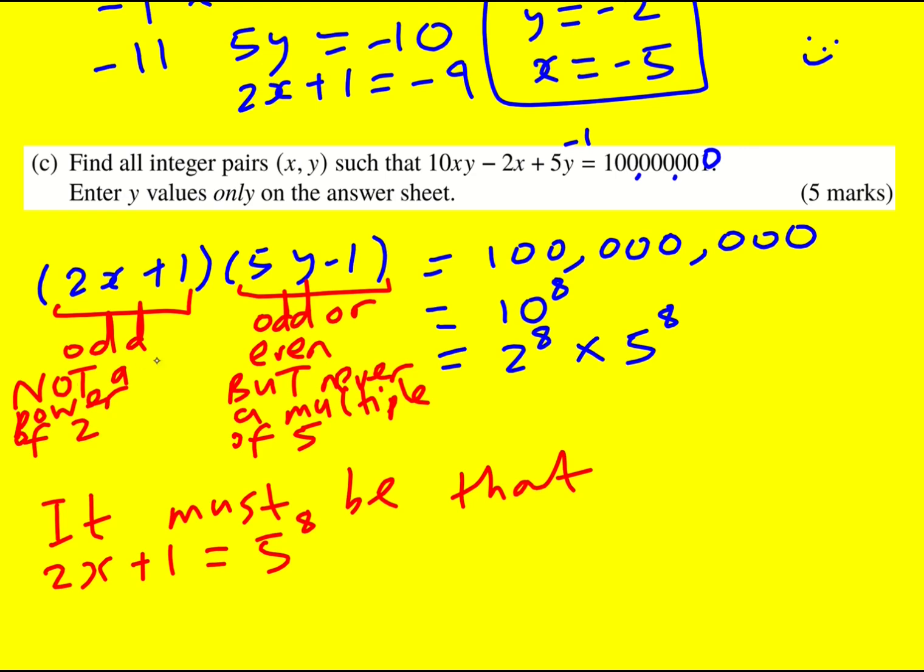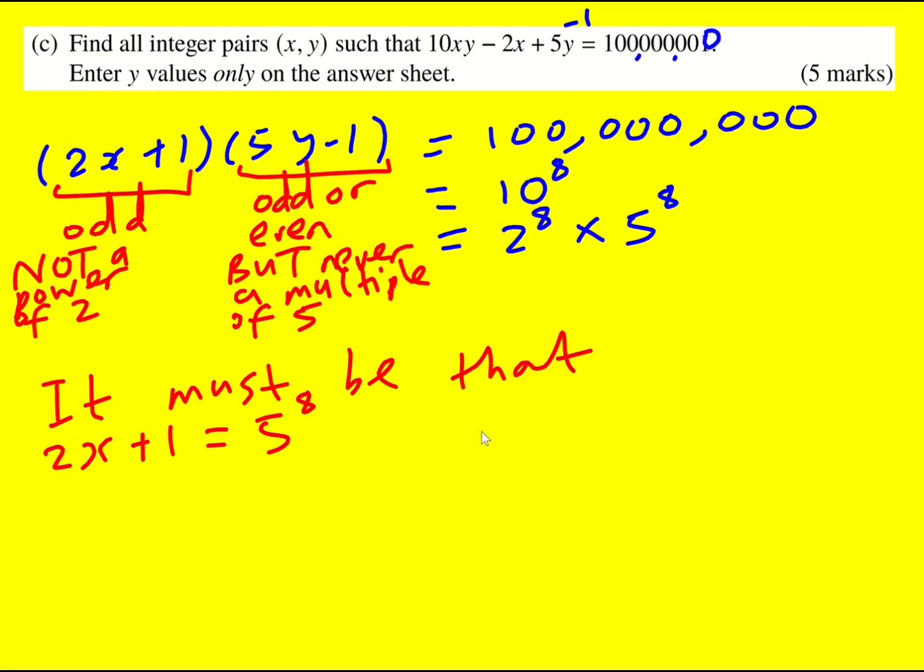And that, to be honest, is enough to say the other one has to be all the powers of 2. But I just explained, I saw that it was the case here as well. So it must be that 2x plus 1 is equal to 5 to the 8th, and 5y minus 1 is equal to 2 to the 8th. I just want to say this again. I've got this 100 million, I've written it down in its prime factorization. It's actually 2 to the 8 times 5 to the 8th.